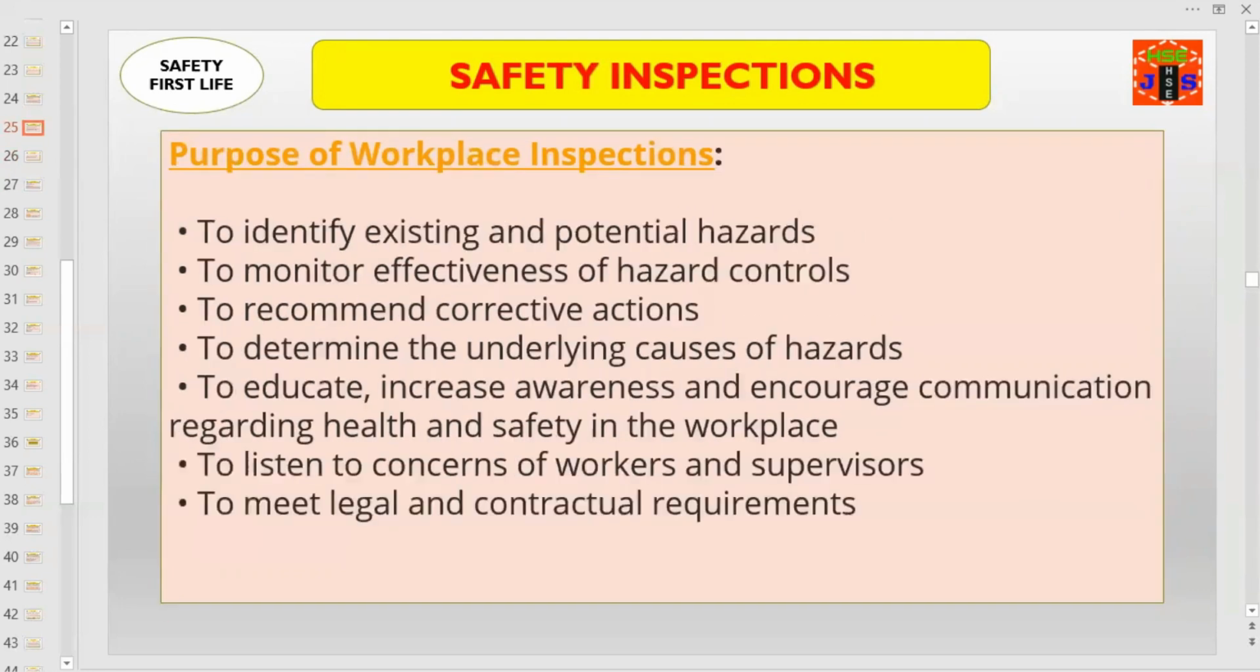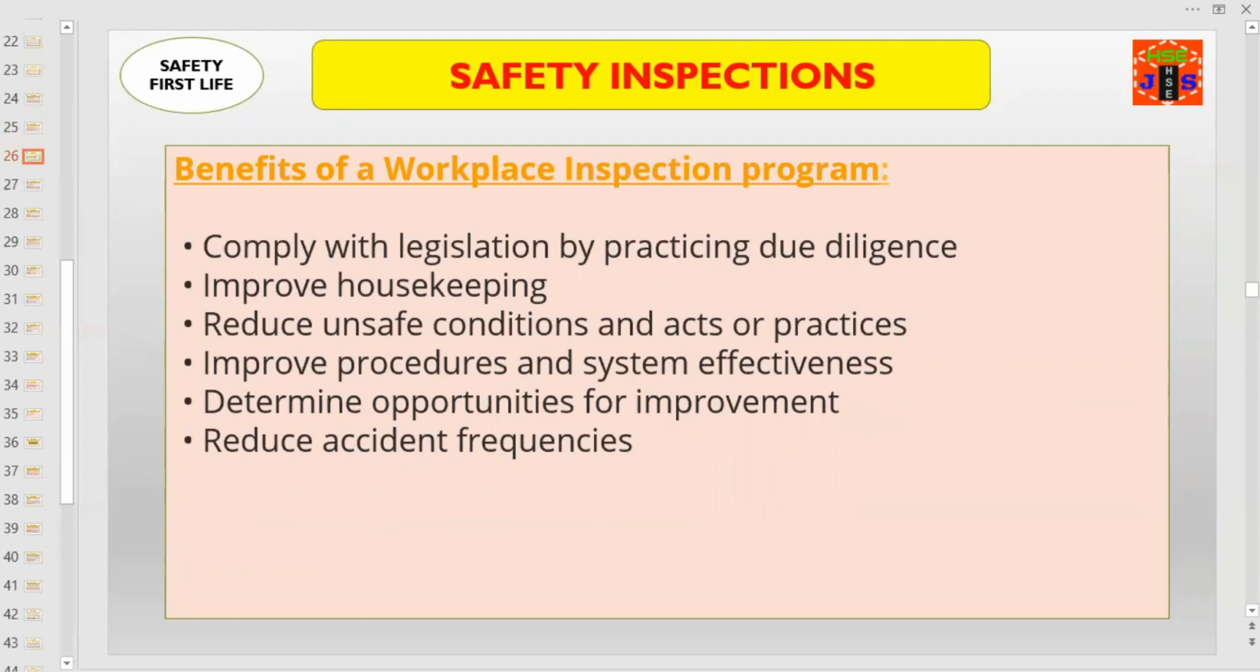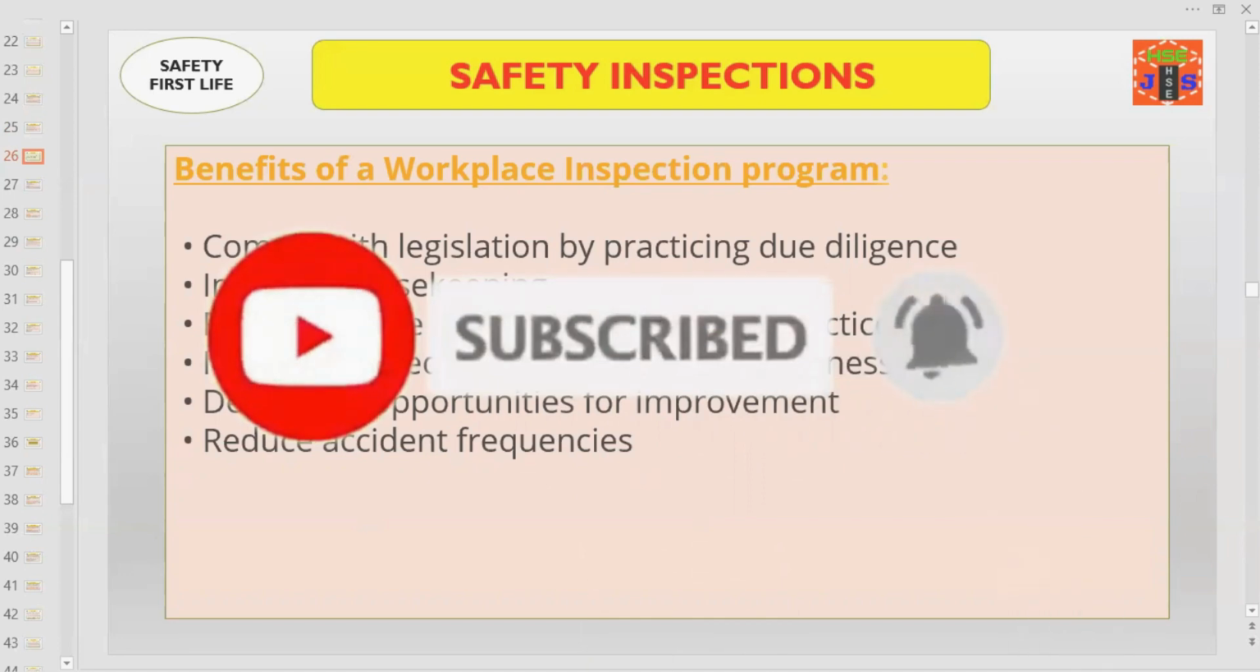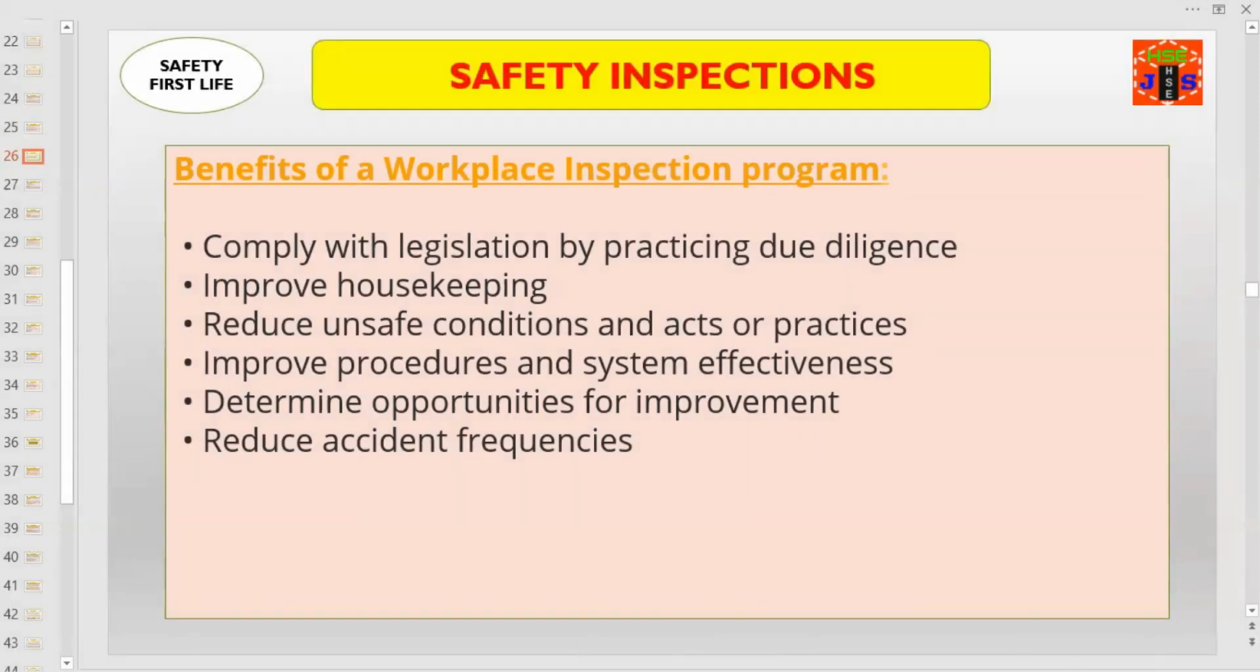Let us understand now what are the benefits of a workplace safety inspection program. Number one, to comply with legislation by practicing due diligence. Number two, improve housekeeping. Number three, reduce unsafe conditions, acts or practices. Number four, improve procedures and system effectiveness. Number five, determine opportunities for improvement. And number six, reduce accident frequencies. Remember, nothing is without purpose. And once there is a purpose, there must be a benefit.